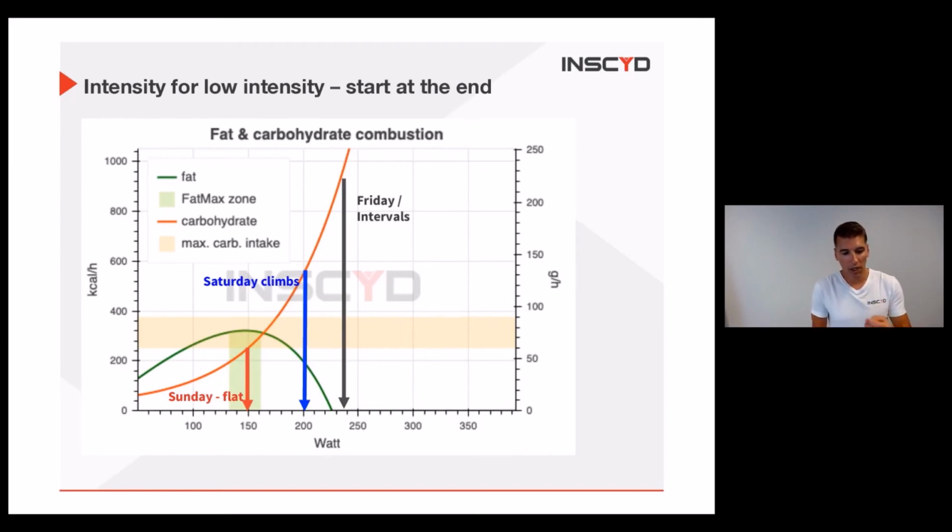The dark black arrow here represents, for example, could be the intensity for the Friday intervals. And you can read from the carbohydrate curve at 240 watts with that athlete, the carbohydrate combustion is approximately 240-ish grams per hour. So no way the athlete can substitute the carbohydrates while riding. It's impossible, right? The combustion rate is so much higher than what the athlete can take in, even if he tries super hard, okay? So therefore, maybe substitute during the training, but for sure, because basically you will lower the glycogen content.